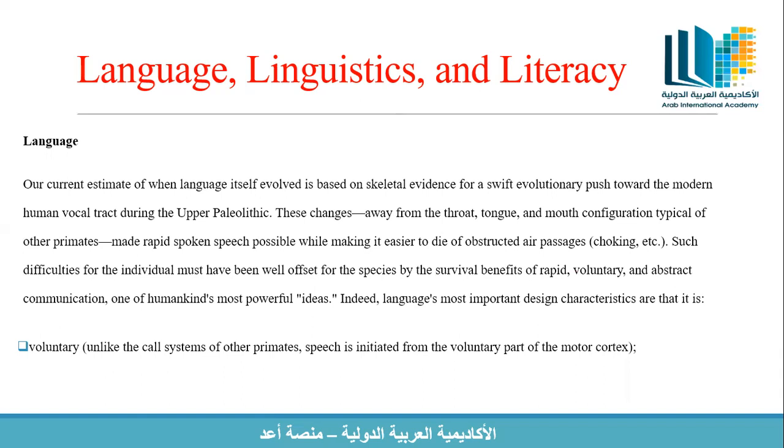Now we're going to talk about language. So our current estimate of when language itself evolved is based on skeletal evidence for a swift evolutionary push toward the modern human vocal tract during the Upper Paleolithic. These changes away from the throat, tongue, and mouth configuration typical of other primates made rapid spoken speech possible while making it easier to die of obstructed air passages such as choking.